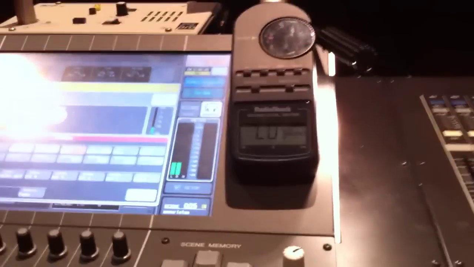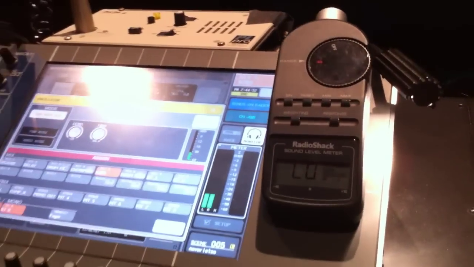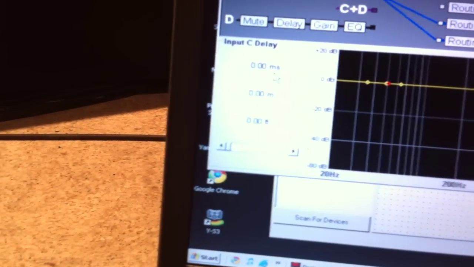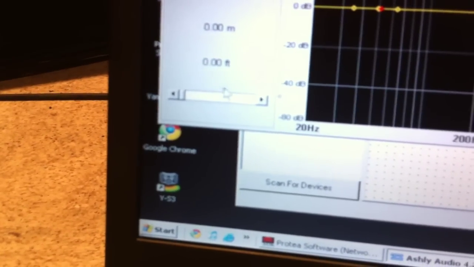So what we're going to do is I'm going to enable this one and this one together. We might get like 90 dB, and I'm going to have to keep rolling this scale around. But as we do this, I'm going to come back to here and change the delay. This is the delay on the subwoofers, and I'm going to start cranking this delay up.